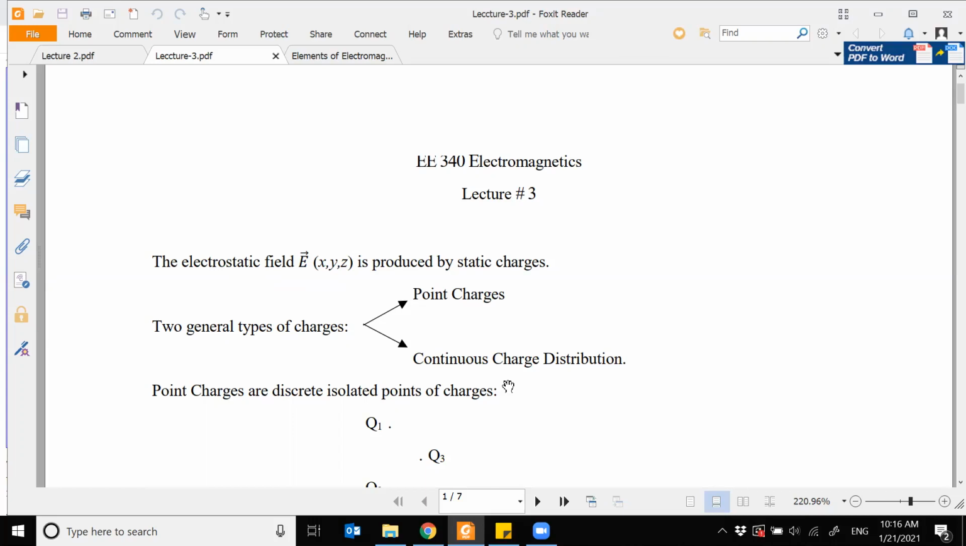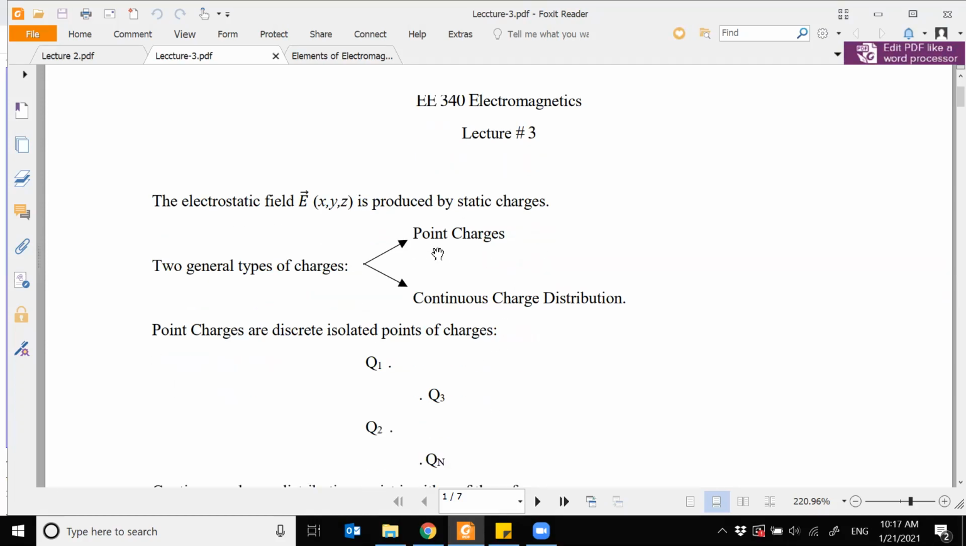That's why the electric field which is created by these kinds of static charges is called a static electric field. Static electric field means the electric field doesn't vary with time, because your charges are not moving with time. Therefore, your electric field will also not vary with time. So if you plot the electric field with respect to time, you will get a constant value. That's why it is called an electrostatic field.